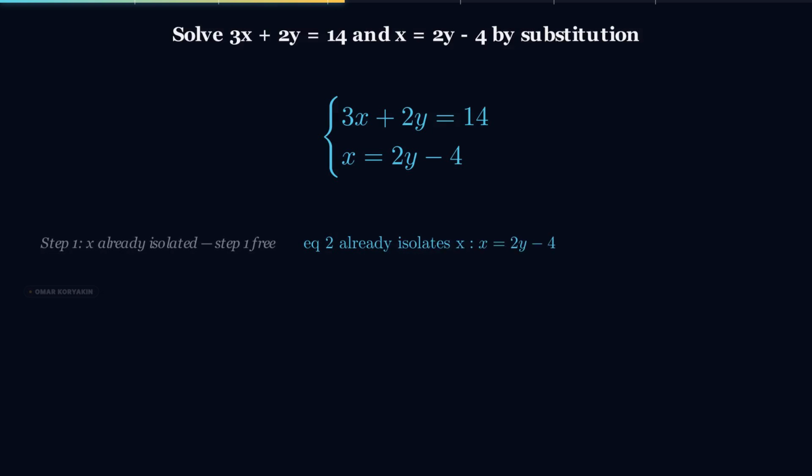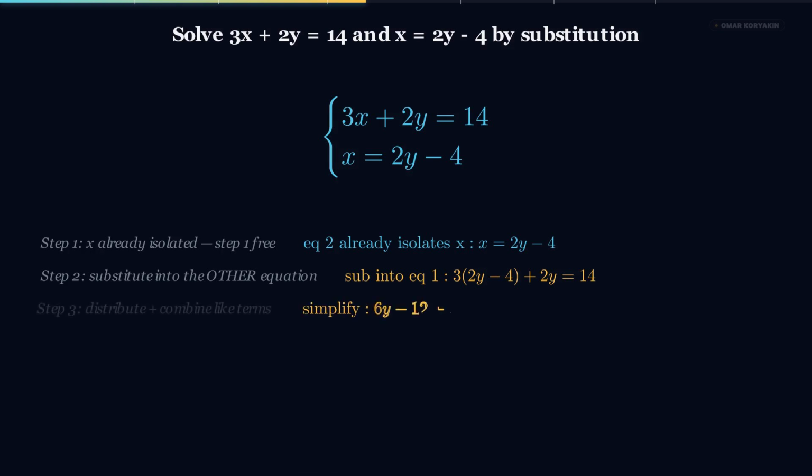Step 1. Solve for one variable. The second equation already has x isolated as x equals 2y minus 4, so step 1 is essentially free, no algebra required. The expression for x is 2y minus 4. Step 2. Substitute the expression for x into the first equation. Take 3x plus 2y equals 14 and replace x with 2y minus 4. The substituted equation reads 3 times the quantity 2y minus 4, plus 2y, equals 14.